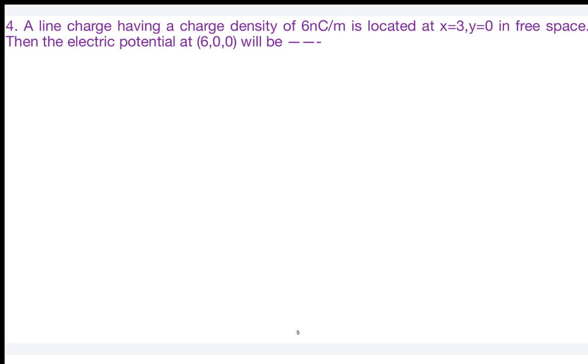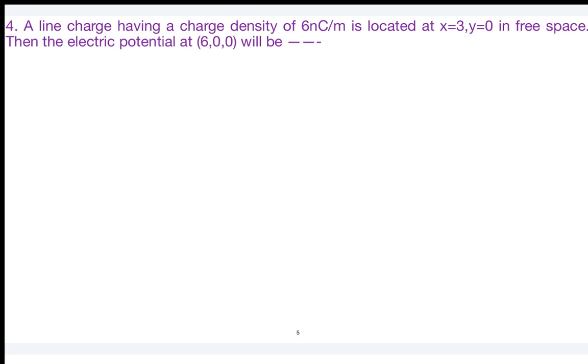There is an infinite line charge. It is an infinite line charge having a charge density of 6 nanocoulomb per meter, located at x equal to 0, 3, y equal to 0 in free space. Then find the electric potential at 6, 0, 0. We have seen in the previous lecture what the electric potential due to an infinite line charge is. You can apply the same formula. Before applying, try to represent the given line charge in a diagram.